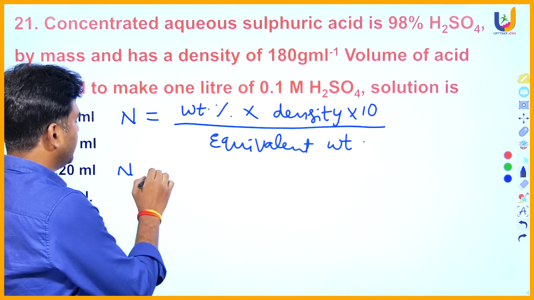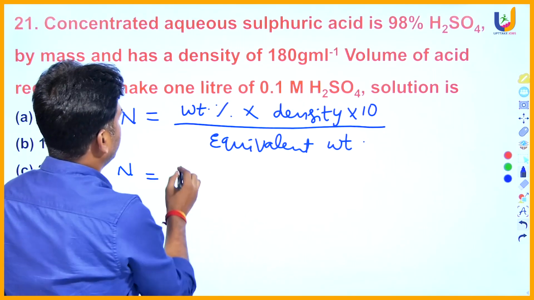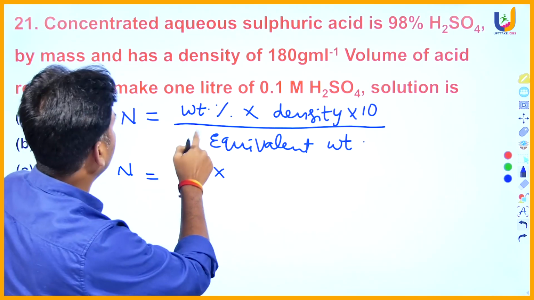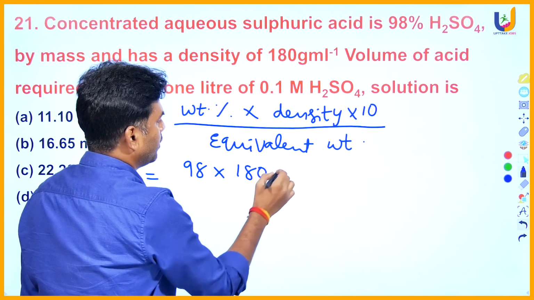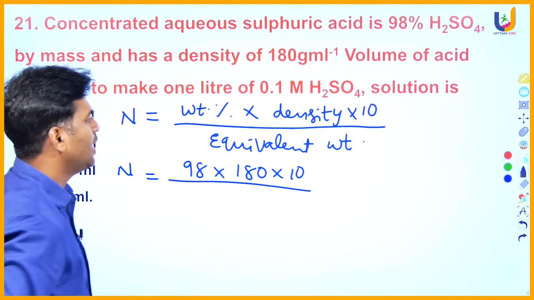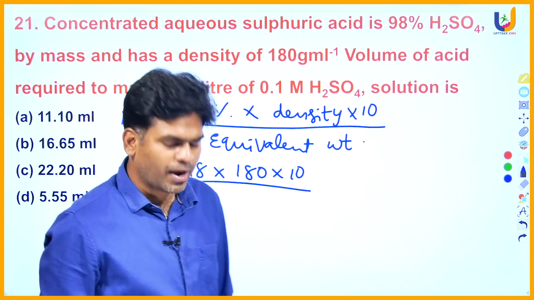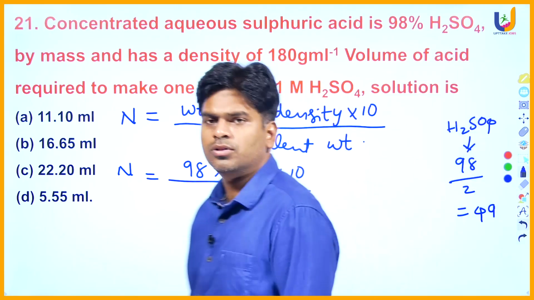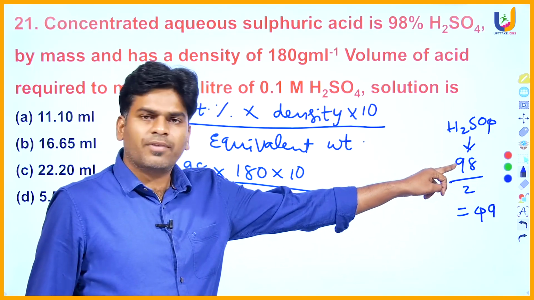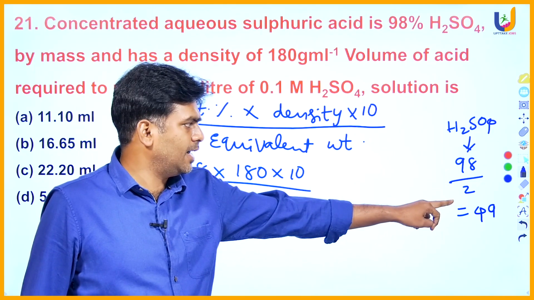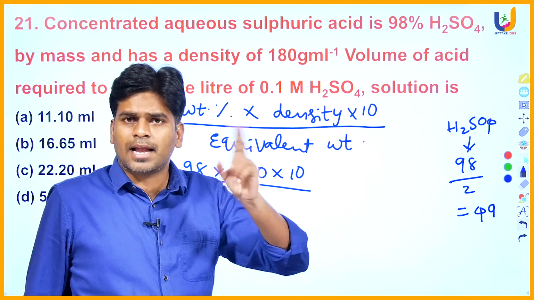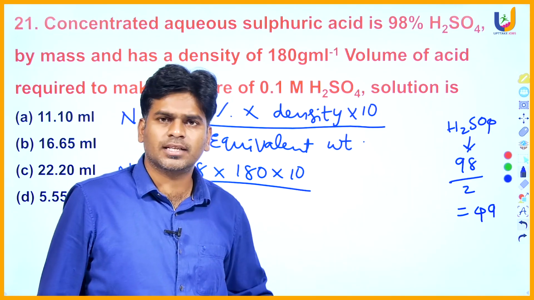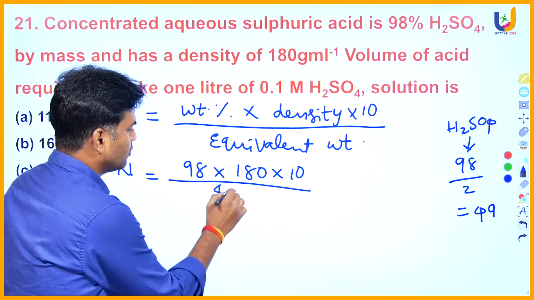So normality N is equal to weight percentage, which they mentioned as 98%, into density. What is the density? We have 1.80. Density 1.80 into 10 by equivalent weight of sulfuric acid. How to find the equivalent weight? Equivalent weight is equal to molecular weight by its valency. The molecular weight of sulfuric acid is 98, divided by its valency, meaning the number of ions that can be released from H2SO4, that is 2 H plus. So 98 by 2 is 49. So the equivalent weight is 49, children.